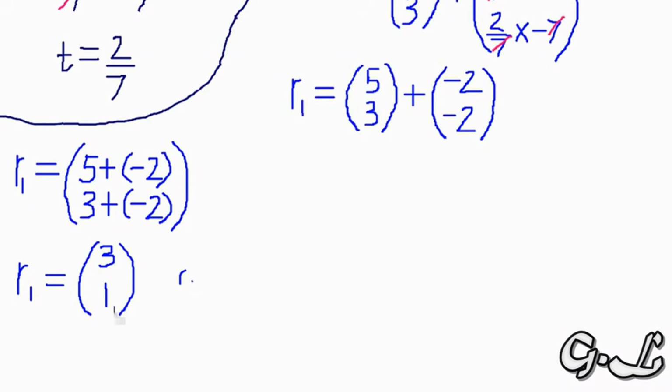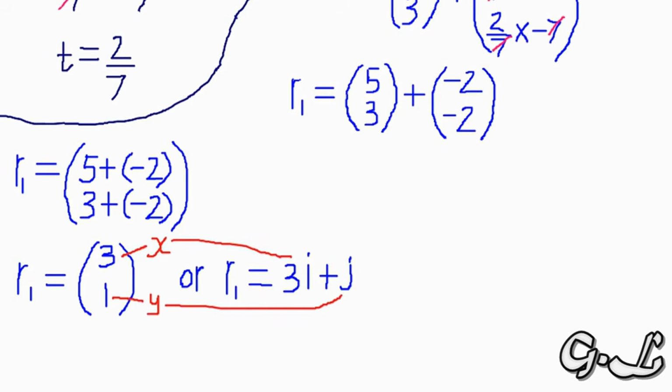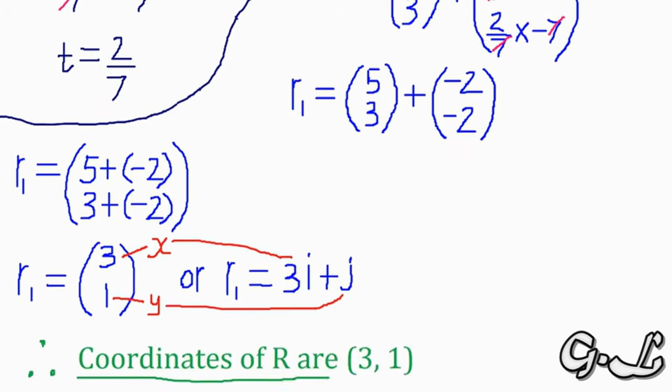Or if you want, you can also write it in this form, which is 3i. So we said that the term which is at the top is simply representing the term which is attached to the i. So it is going to be like R1 is equal to 3i. Then again, the term which is attached to the j is simply the one which is at the bottom, and the term attached to the j is 1, so it is going to be like j. So this is the position vector of point R. It is R1 is equal to 3 at the top and then 1 down, and we also have R1 is equal to 3i plus j.